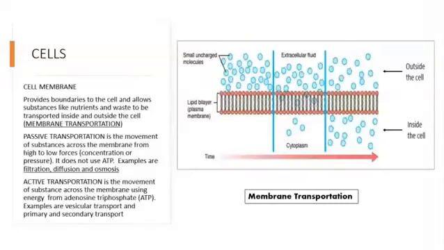So the next topic is membrane transport. What's the job of the cell membrane? Obviously, it is to provide boundaries to the cell, but not only that, also to allow cell transportation, meaning to allow things to go inside the cell and things to go outside the cell.